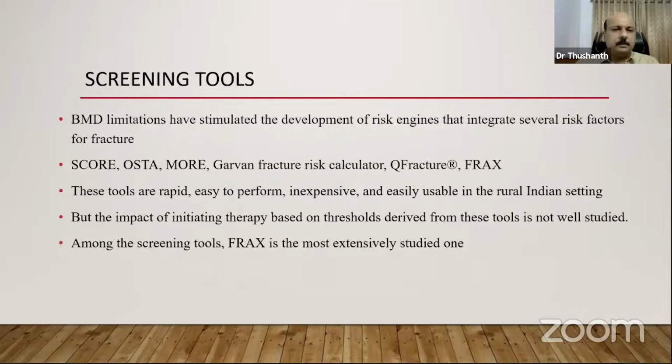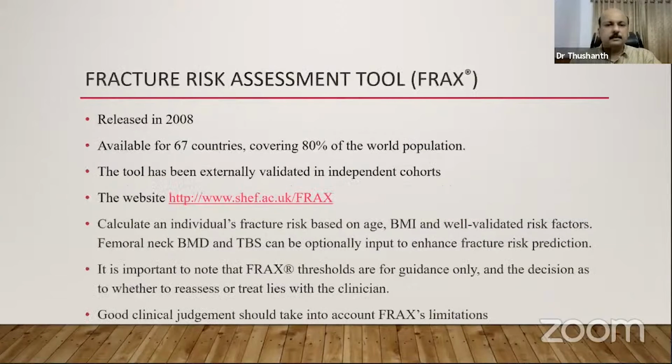Then the most important aspect will be the screening tools. A large number of screening tools are available. Of these, FRAX is the most extensively studied one, because these screening tools basically take into account a large number of risk factors. As we discussed previously, it's not just the T-score alone which is important. Several other risk factors are taken into account. So FRAX was first released in 2008. It is available for around 67 countries as of now, covering around 80% of the world population, and it has been externally validated in independent cohorts.